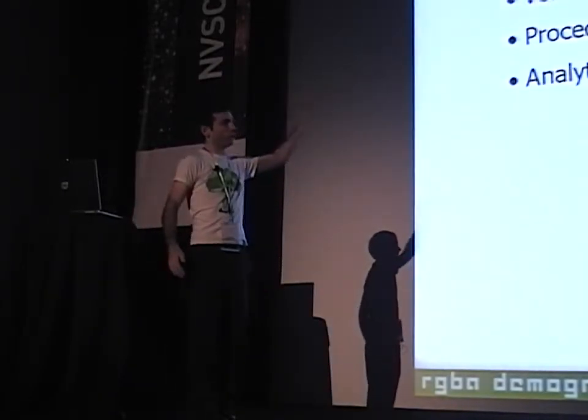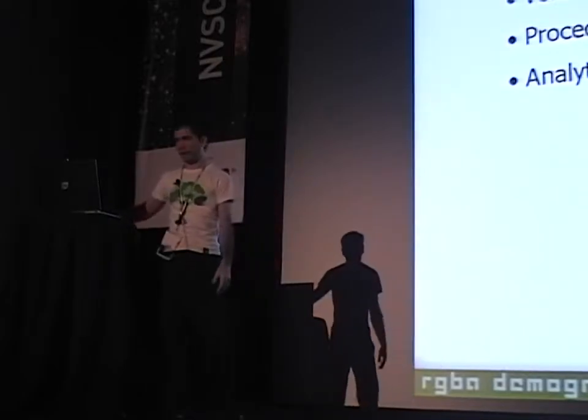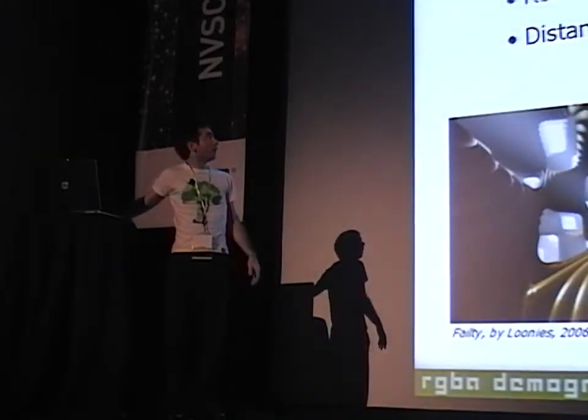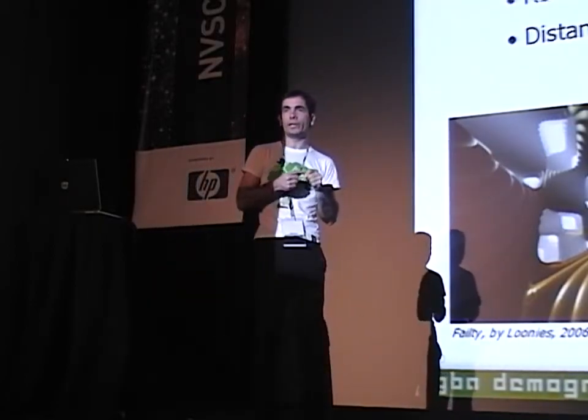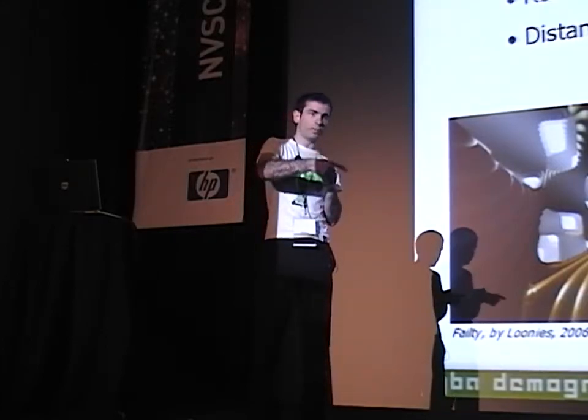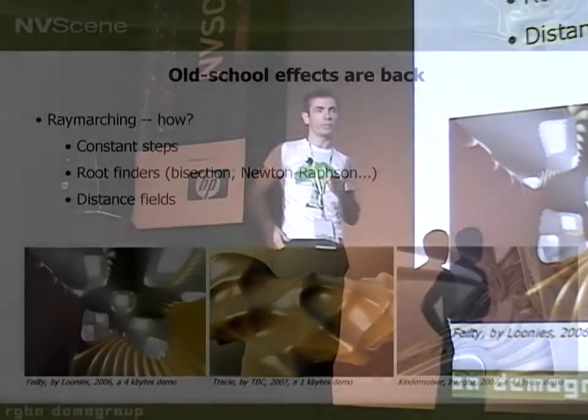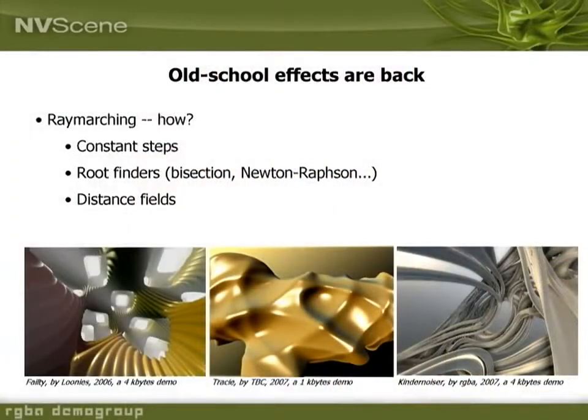Yeah, so you can remarch piece of surfaces or analytic surfaces, like the 3D fractal I showed in the beginning. Then you have many, many ways to do this remarching process. So you can do it in a stupid way, meaning the way I explained before, just stepping slowly in the direction of the ray until you hit something. But you have more elaborate ways to do it, like recasting the problem into a function root finder problem, which is something with mathematics, but you have many ways to do it, like bisection and Newton-Raphson mechanisms.